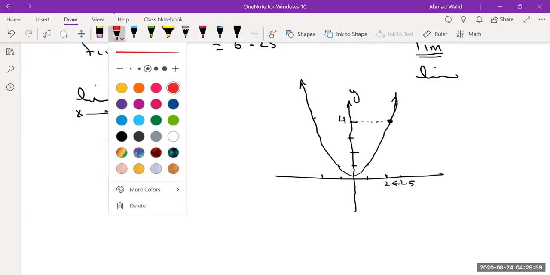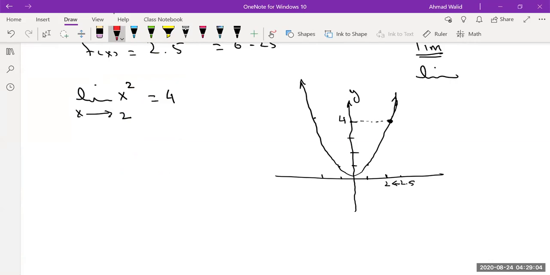When I'm going from the right, closer and closer and closer and closer to 2, when I reach to 2, very close to 2, how much is the value, or the height of this curve? 4. Also, when you approach from the left, from this side, look, I'm moving my cursor with the red line.